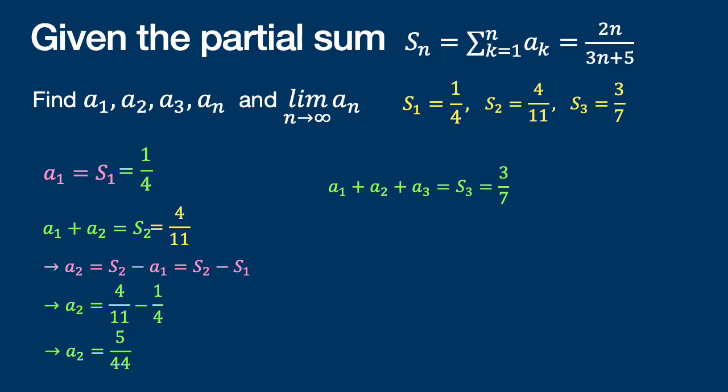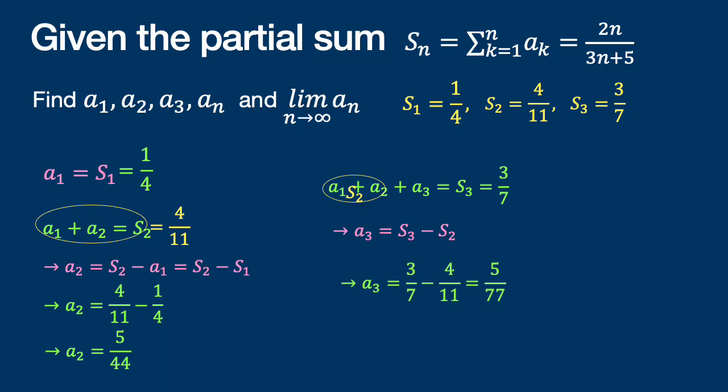S3 is A1 plus A2 plus A3. That's 3 over 7. So we are looking for A3, the third term of the sequence. A1 plus A2 is S2. So A3 is S3 minus S2. S3 is 3 over 7 minus S2, which is 4 over 11.